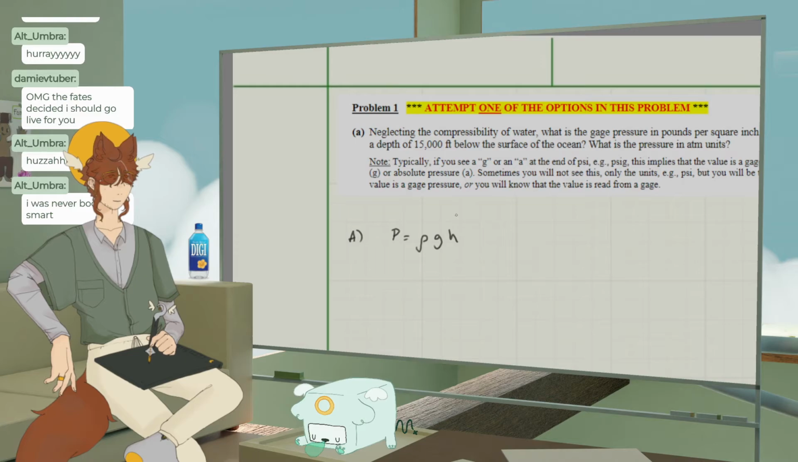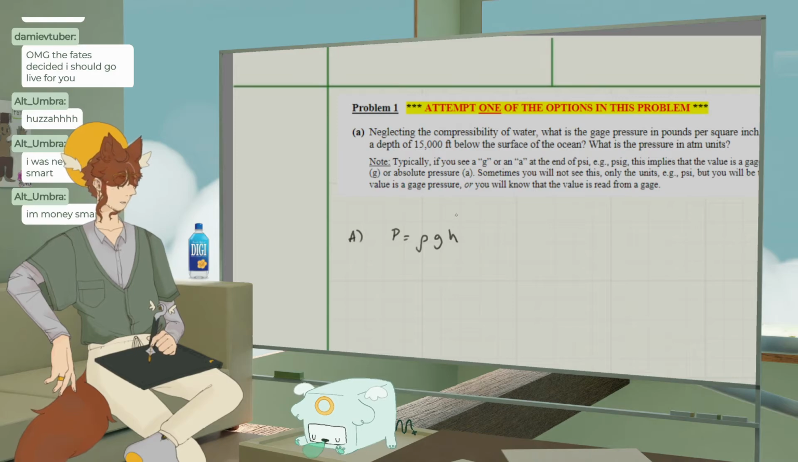I was never book smart. To be fair, I'm not particularly book smart. I'm like intuition smart. I just think about the relationships between things. So I'm like, I know what gravity is. I'm money smart.